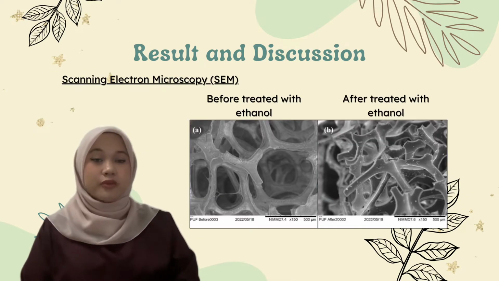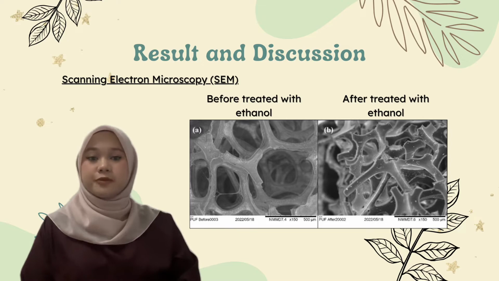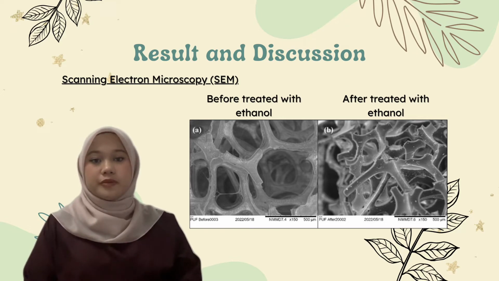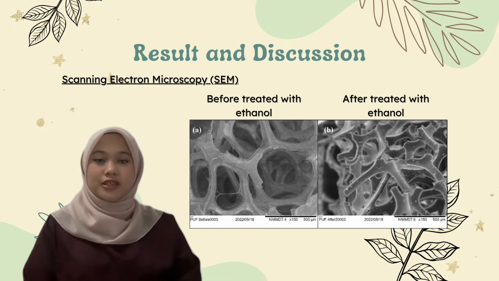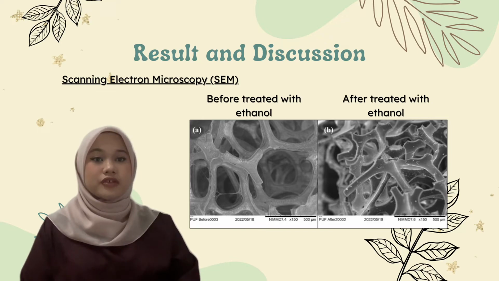For SEM, we could see a clear difference between PUF before treatment and after treatment with ethanol. The open pores in PUF before treatment with ethanol show white debris believed to be a contaminant, while the treated PUF shows a clean and smooth backbone. From this observation, both pore diameters are mostly within 500 to 700 micrometers and are distributed uniformly across the composed skeleton matrix.